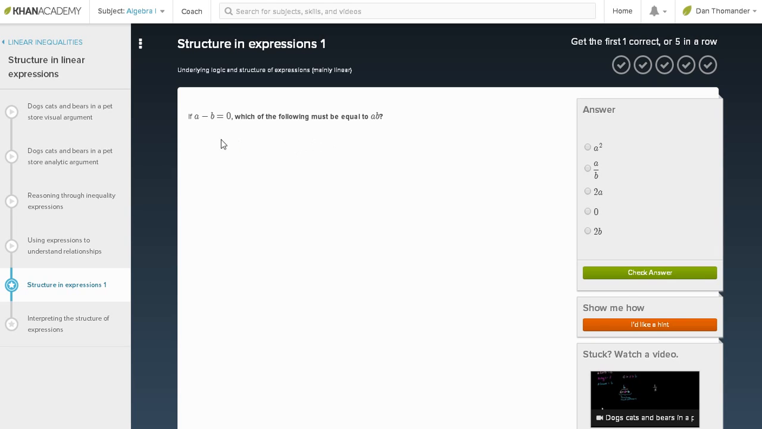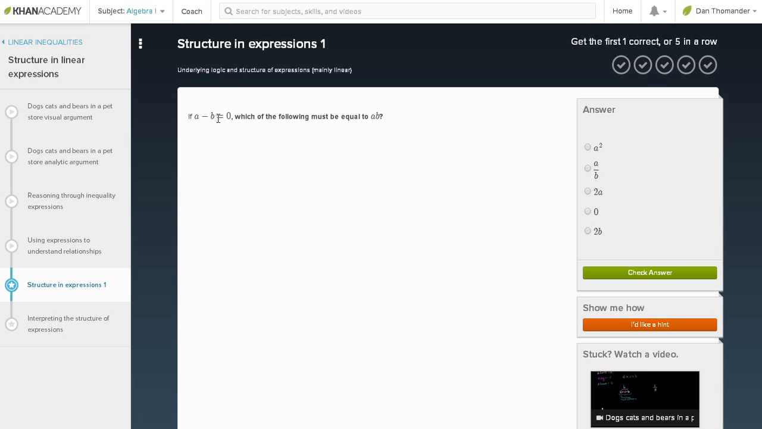Okay, so what we have here is this structure in expressions. I'll do a couple of problems here, and then you'll be able to work on the rest yourself. So here's what it says. It says if a minus b equals 0, which of the following must be equal to ab?